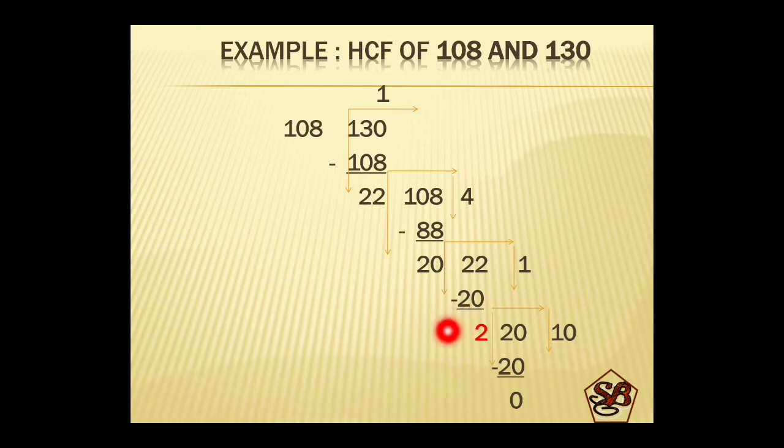So the last divisor, that is 2, is our HCF. First was 108, then 22, then 20 and the last one is 2. The last divisor is our HCF. So the HCF of 108 and 130 is 2.